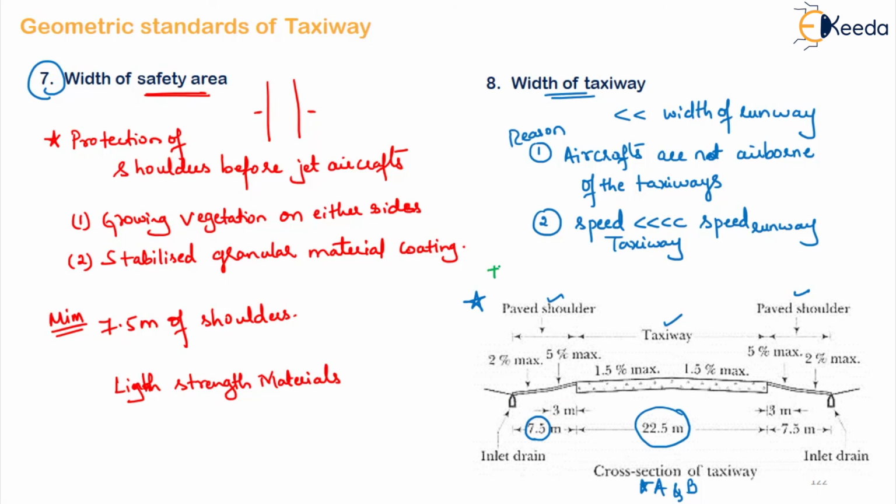Now, as I mentioned, the standard width of taxiway for airport type A and B is around 22.5 meters. For airport type C, it is around 15 meters. For airport type D, it is about 9.9 meters. And finally, for airport type E, it is around 7.5 meters. Now, this is according to the ICAO recommendation. So these are the 8 criteria which we have to take care of when we are designing the geometric standards of the runway.